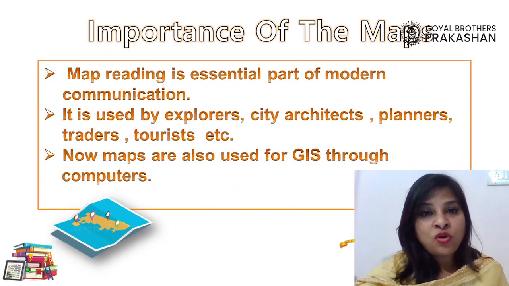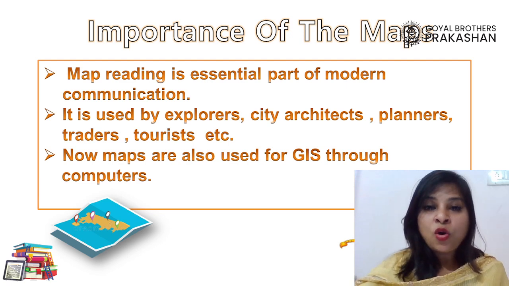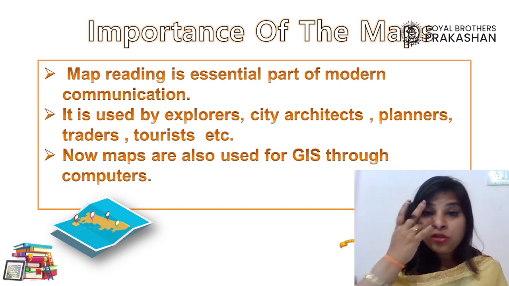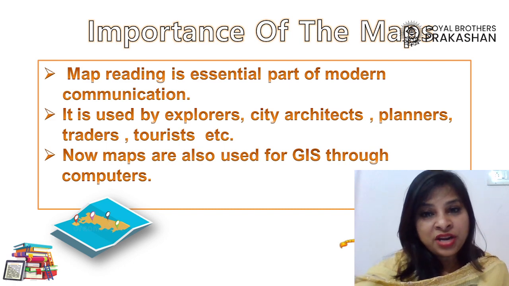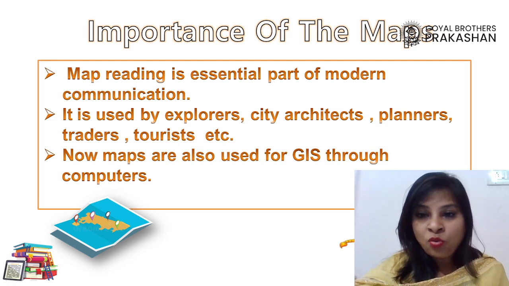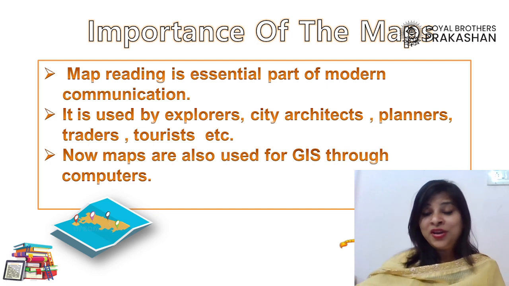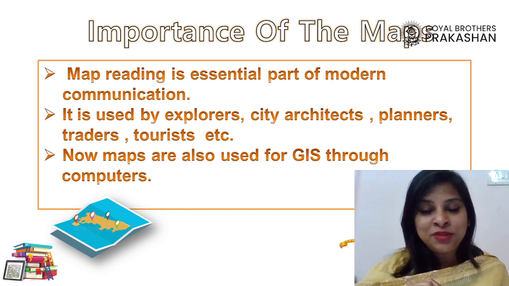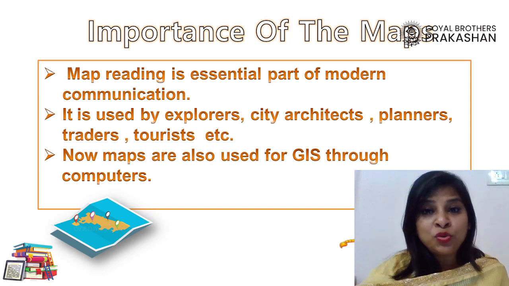Now, importance of the map. Map reading is a very important, necessary part of modern communication. Nowadays Google Maps is so famous. Wherever we want to go, if we don't know the place or the address, we just type the name. Suppose a new restaurant has been opened in your town, and you want to visit. You will just type the name of the restaurant on Google Maps, and then Google Maps will show you the direction.